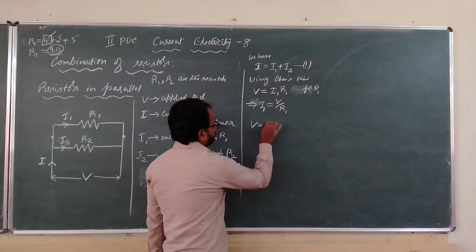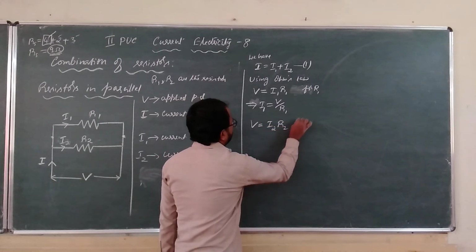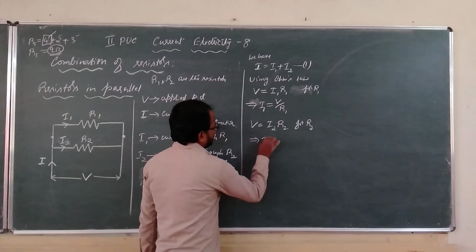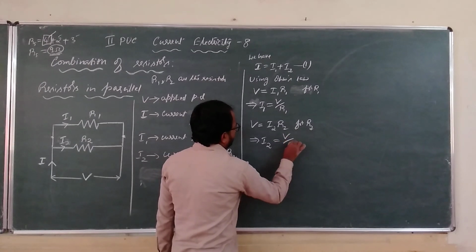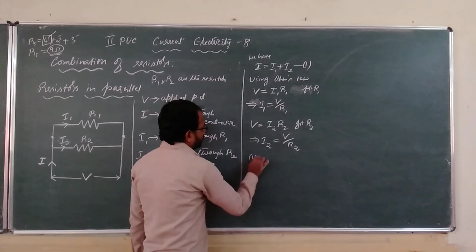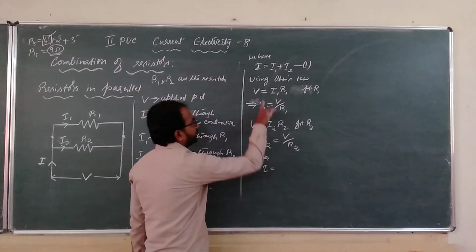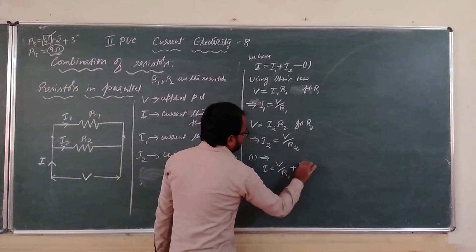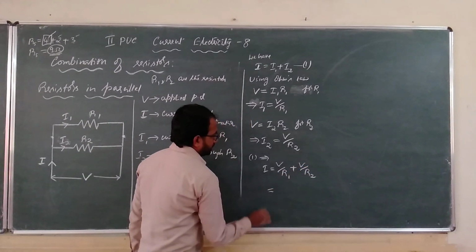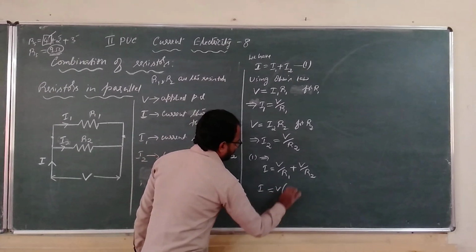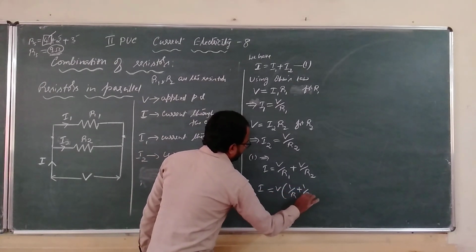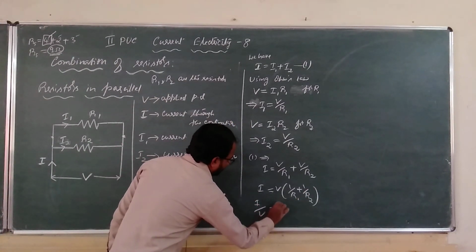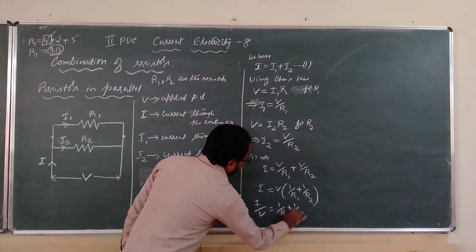Using Ohm's law, you will write V is equal to I2 R2 for second resistor R2. So by which you will get the expression for I2, which is V by R2. So therefore equation 1 becomes now I is equal to, what is I1? I1 is V by R1. What is I2? I2 is V by R2. So therefore I is equal to V into 1 by R1 plus 1 by R2, or I by V is equal to 1 by R1 plus 1 by R2.